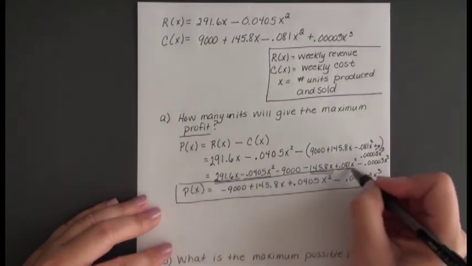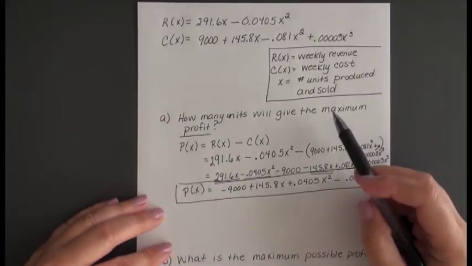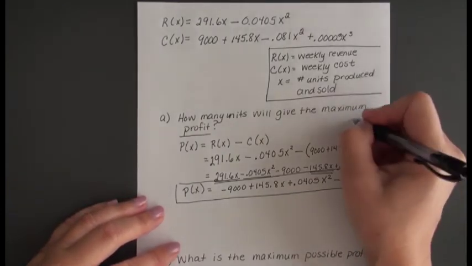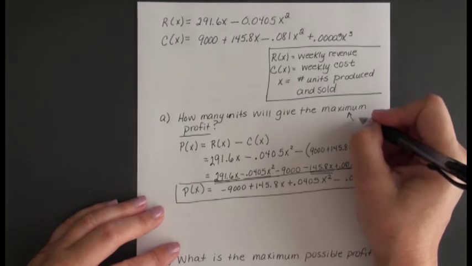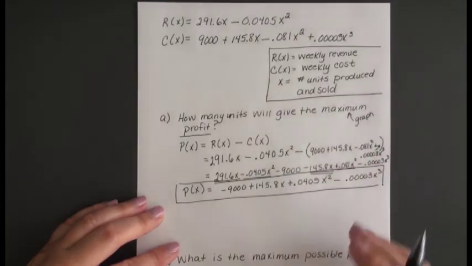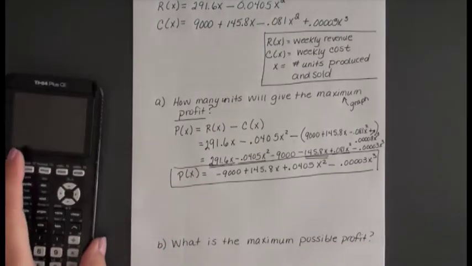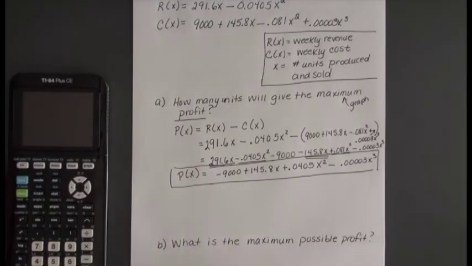But that's not what the problem asked us for. They asked us how many units will give the maximum profit. And remember, that is a turning point. So we need to graph this function. Now go ahead and put that equation into your calculator.